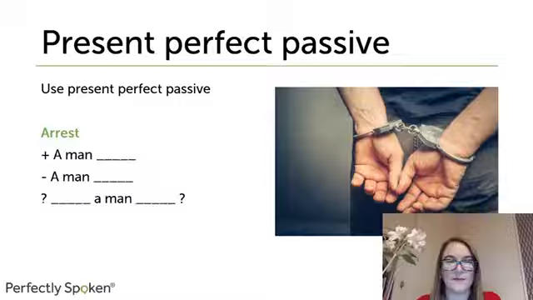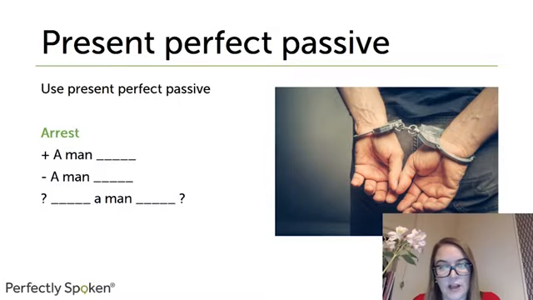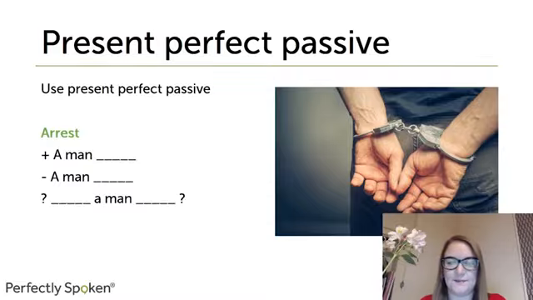Okay, good. Again, I'm going to give you the opportunity to practice. This time our context is arrest. The verb is arrest, as you can see by the photograph. Using present perfect passive, can you make 3 sentences? Positive: a man. Negative: a man. And question: a man. Pause the slide and write down 3 answers.